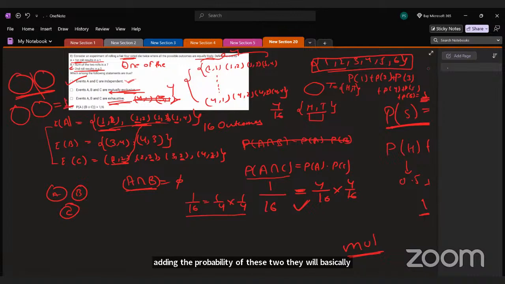Okay, everyone got this? Mutually exclusive can also be said as a disjoint set. Yeah, it can be said as a disjoint set.